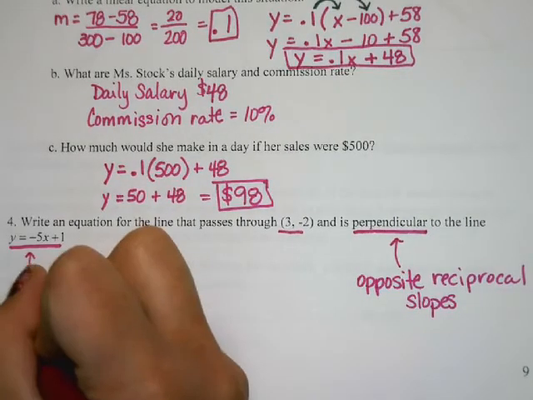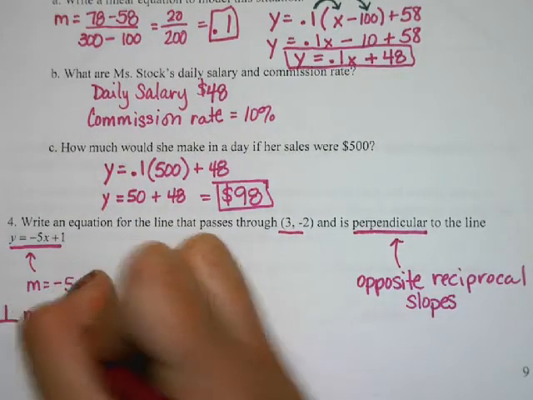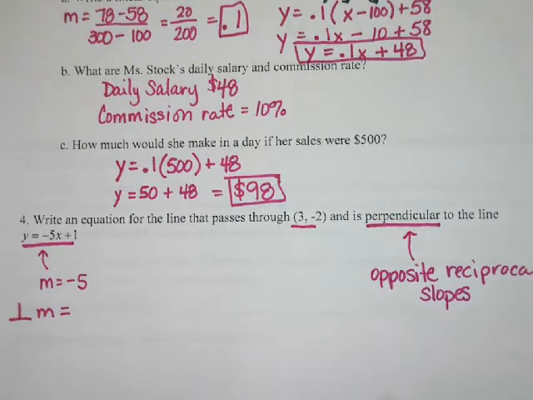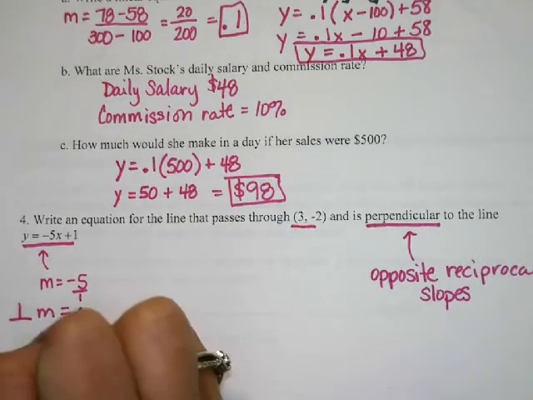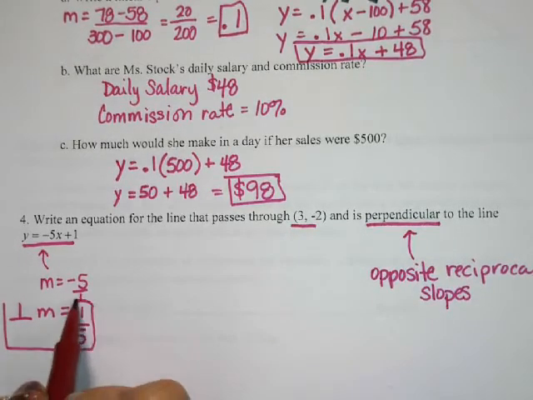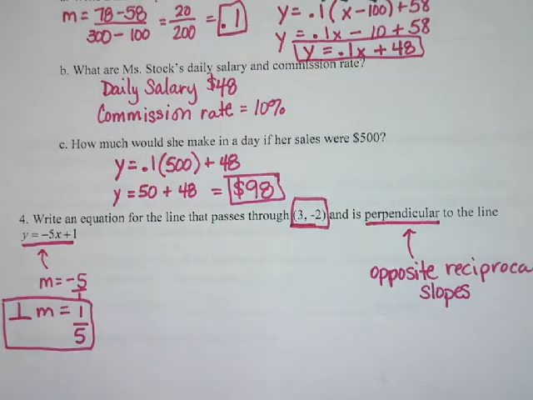I want the perpendicular slope. Remember the upside down T from geometry means perpendicular. Yeah, 1 over 5. This one's positive. Remember that would be like 5 over 1. So my perpendicular slope is 1/5. Okay, so I want to use this slope right here and this point right here, and I want to write an equation.